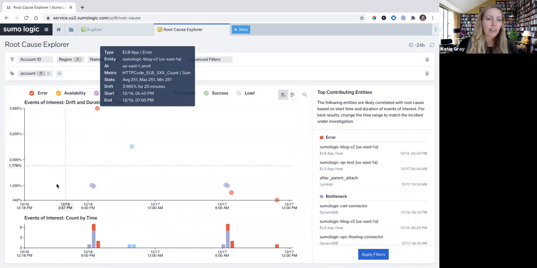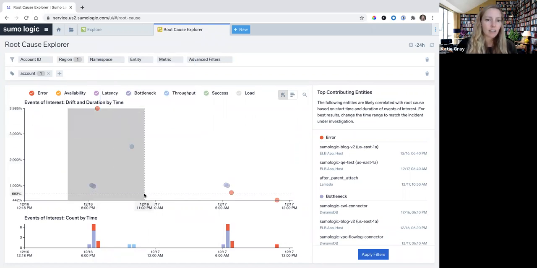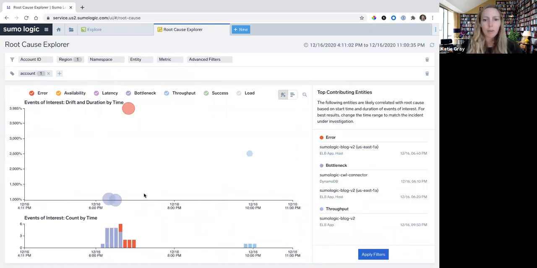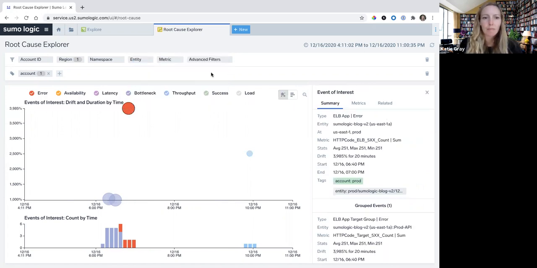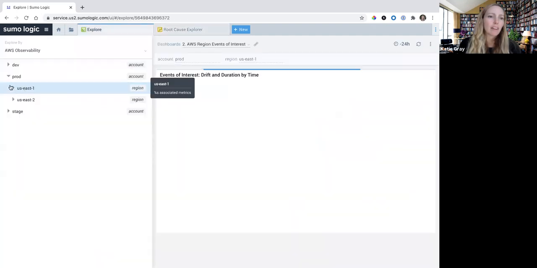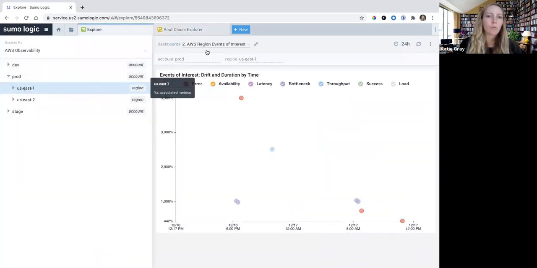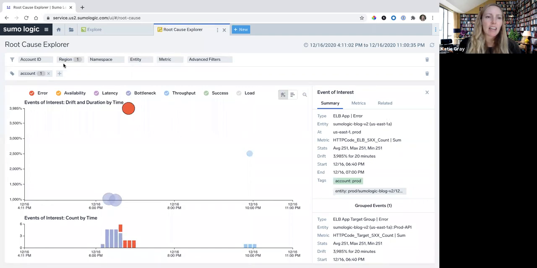I know this one occurred at around 650, so I want to zoom in a little bit more. Not sure if that's relevant, but I'll keep it on the page for now. And again, here we'll take a look at what is actually occurring. We know what region it is because I opened it up from the US East 1 region. It actually maintained that filter here. But if you want to zoom out even further, you have the ability to do that.